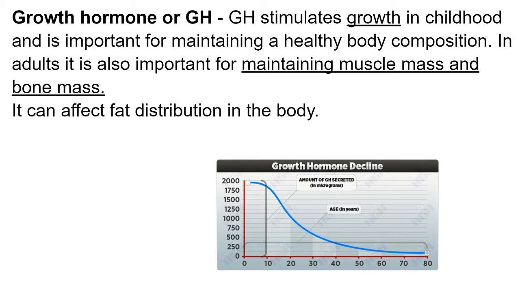So that's where you run into issues in professional sports where people like to use HGH to help build and maintain their muscle mass, which is basically doping and very much illegal in sports. It also can affect where fat is found on the body as well.